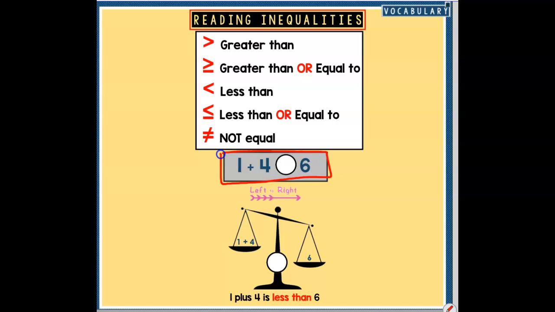Well, to do that, we have to evaluate both sides. 4 plus 1 is 5, and this is 6. So I know that I want to be open to the 6 side, but then I read this from left to right. I'd say 1 plus 4 is less than 6. Okay? My symbol would be the less than sign because the value that we run into first when we're going left to right is smaller.